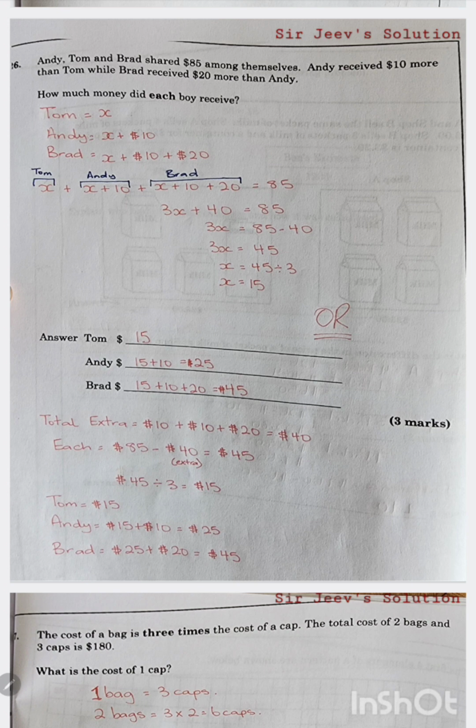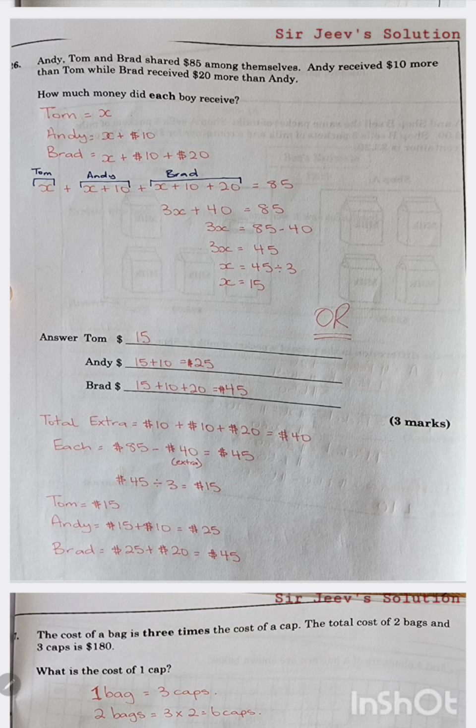We know when we add up Tom's amount, Andy's amount, and Brad's amount, we're supposed to get back the total, which is $85. So what we did now is add all the like terms together. So 1x plus 1x plus 1x is 3x, and 10 plus 10 plus 20 is 40. We carry across all the numbers to one side and keep all the x's on one side.